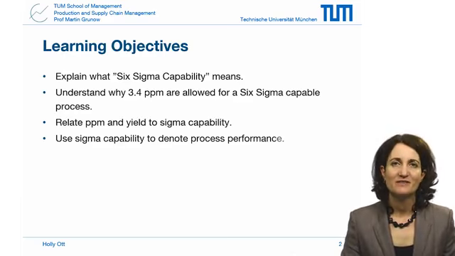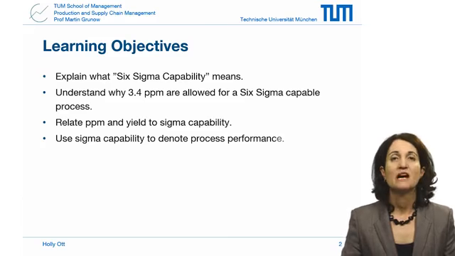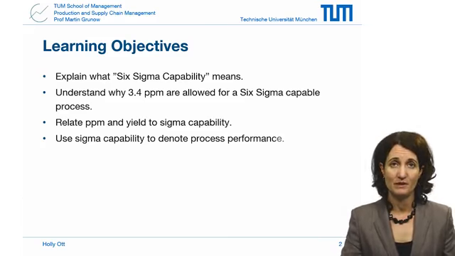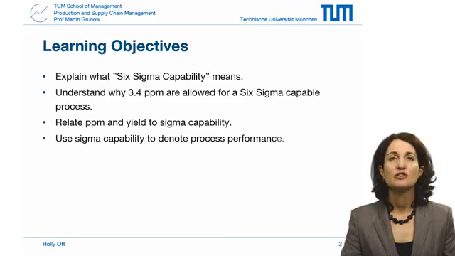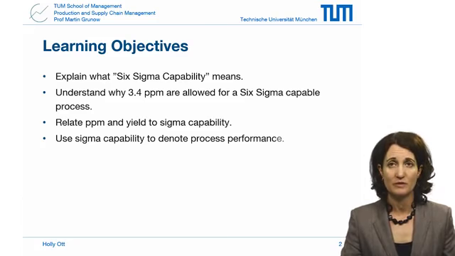Our learning objectives today are to explain what Six Sigma capability means, to understand why 3.4 parts per million defective are allowed for a Six Sigma capable process, to relate ppm and yield to Sigma capability, and to use Sigma capability to denote process performance.